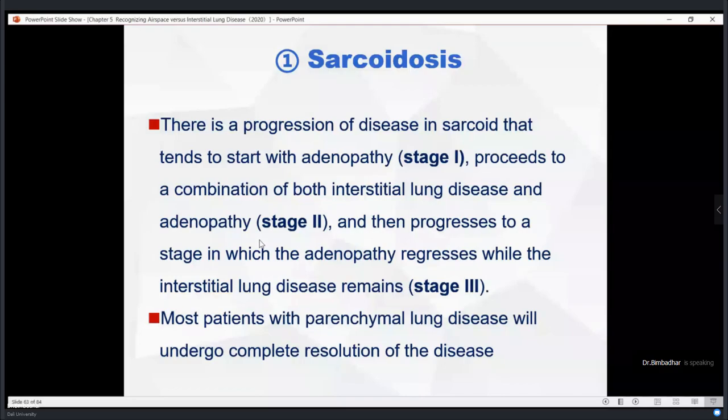But how can we differentiate? Can we differentiate this patient if he is in stage 1? Generally, no, because we need other pathological tests to confirm the presence of this disease. However, you just have to remember that stage 1 has adenopathy. That is how it starts. Then it proceeds to a combination of interstitial lung disease with adenopathy also involved, which we call stage 2. Eventually it progresses with the adenopathy regressing while the interstitial lung disease remains.